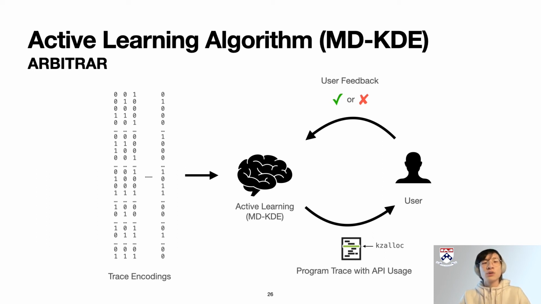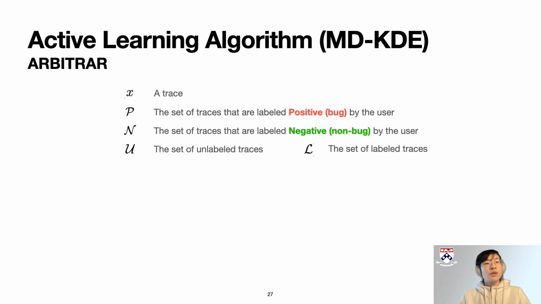The learning algorithm will learn from the user feedback and propose the next trace, and thus staying inside the loop. Recall that our goal here is to propose buggy API usages as quickly as possible. So how does the active learning algorithm pick a trace to achieve that?